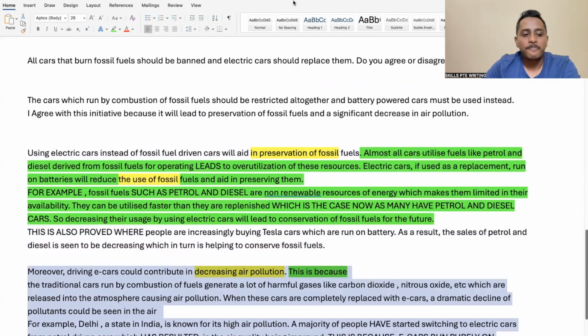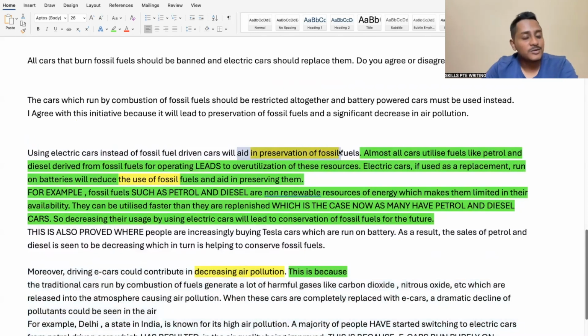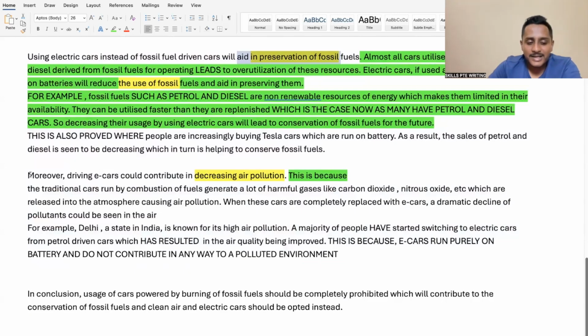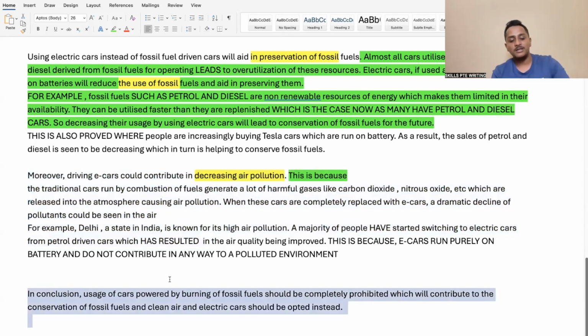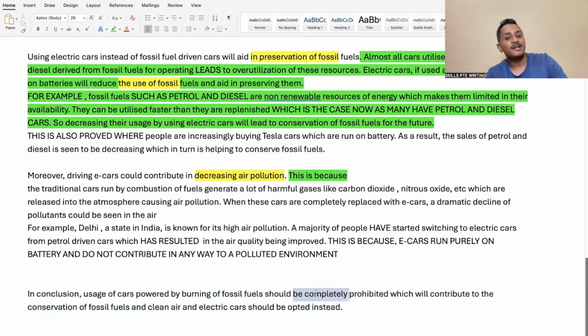For the second paragraph, electric cars will aid in preservation of fossil fuels. So, in conclusion, electric cars will definitely contribute to the preservation of fossil fuels, and this line. Moreover, driving e-cars contributes in decreasing air pollution, and e-cars will definitely help to bring the air pollution level lesser as they don't emit any carbon dioxide. That's all you need to write here. In conclusion, usage of cars powered by burning of fossil fuels should be completely prohibited, which will contribute to the conservation of fossil fuels and clean air, and electric cars should be opted instead. This will come over the time, but yes, it's just a summary of what you have written above.